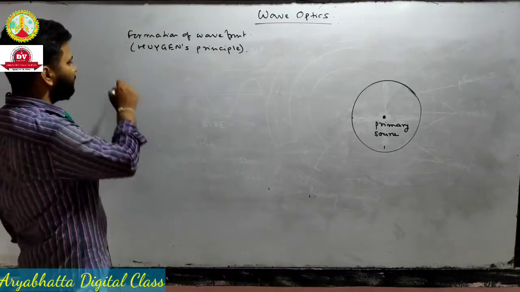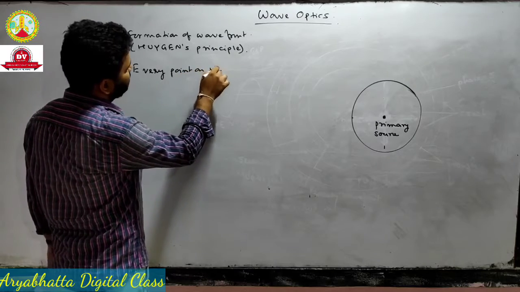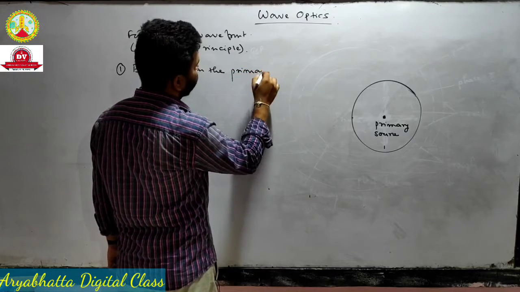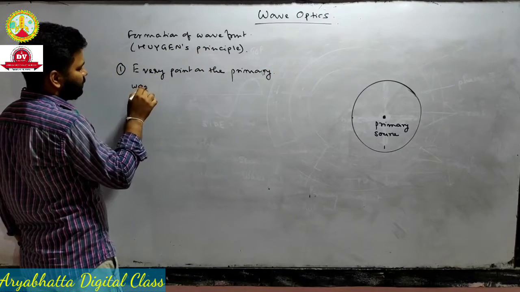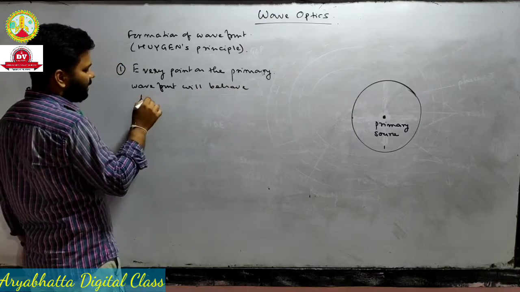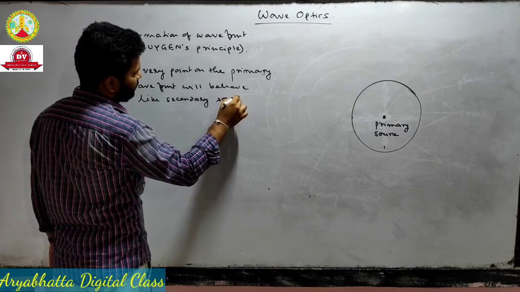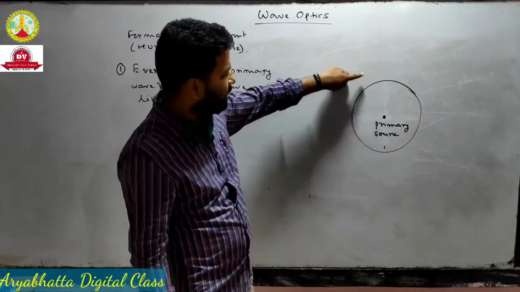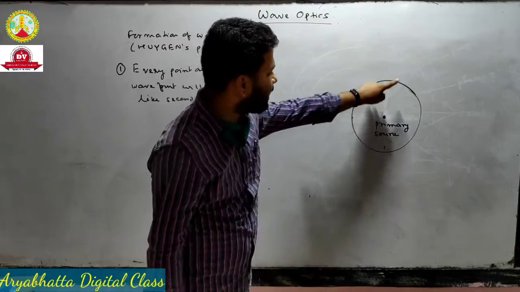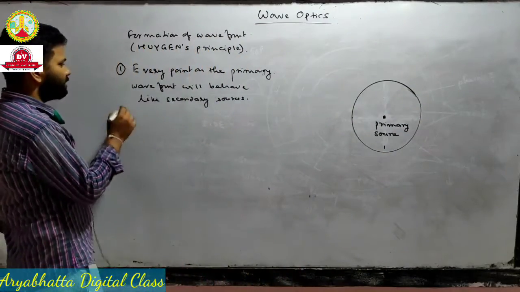So according to Huygens, the first principle is that every point on the primary wavefront will behave like secondary sources. पहले सोर्स कितना था? पहले सोर्स था एक, अभी इस वेव फ्रंट में जितना पॉइंट्स है ना, all points will behave like a secondary source. So if the source emitted one wavefront, now every source will emit their own wavefront. Okay, so what is the second one?